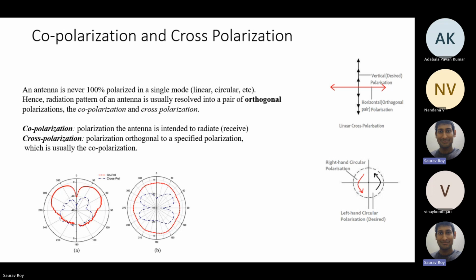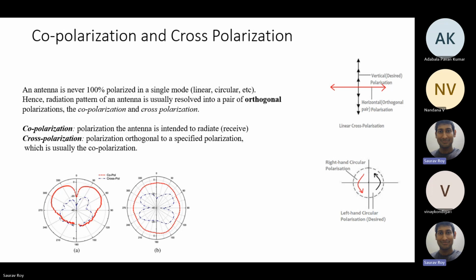So it says, hence, the radiation pattern of an antenna is usually resolved into a pair of orthogonal polarizations. These two orthogonal polarizations are defined as copolarization and cross-polarization. Further it says, copolarization is the polarization the antenna is intended to radiate. It is called co because we actually want our antenna to radiate this kind of polarization. But because of some kind of error or some fabrication problem or anything, there will be some opposite orthogonal polarization also. That is defined as cross polarization.